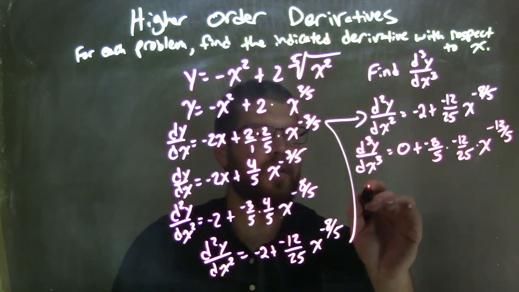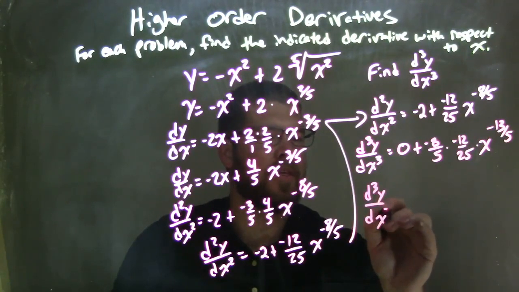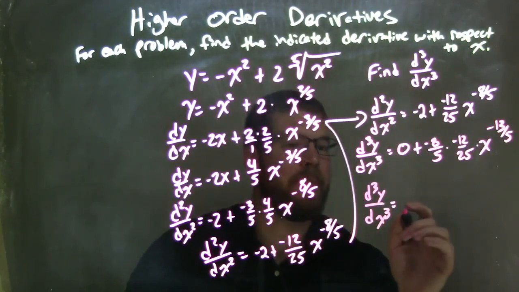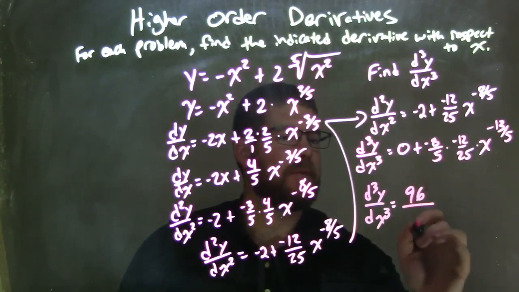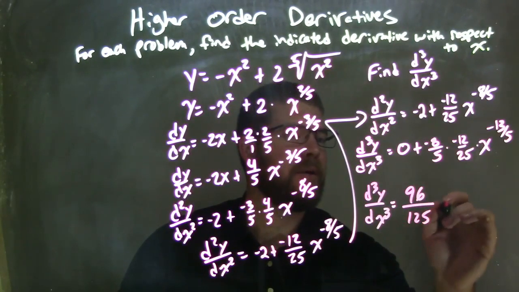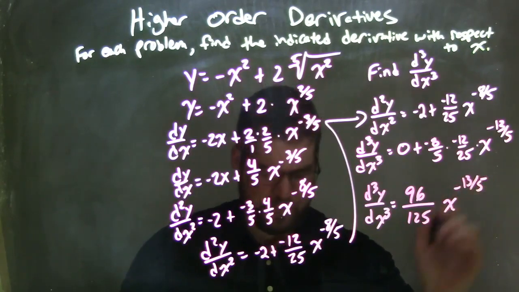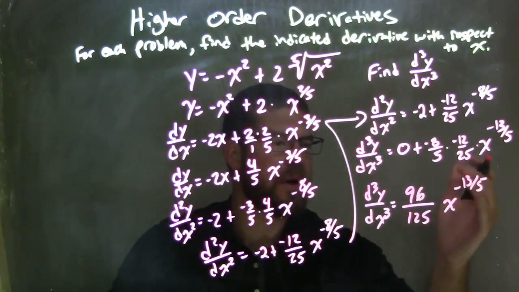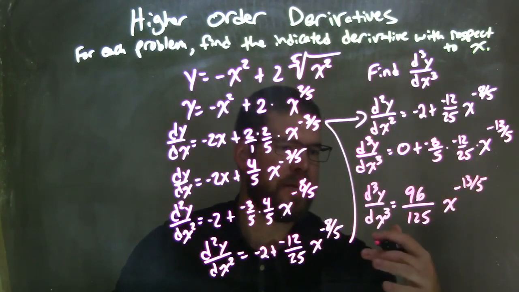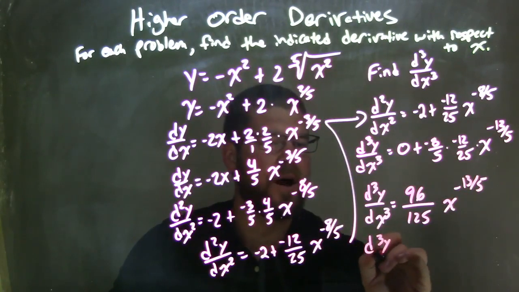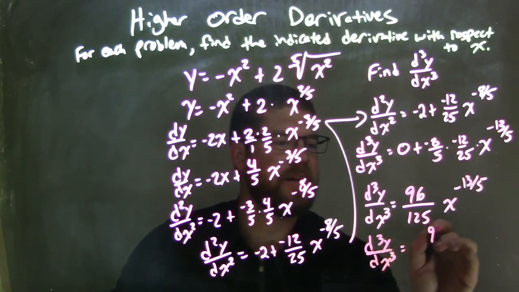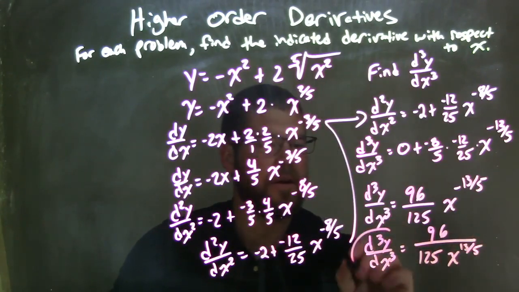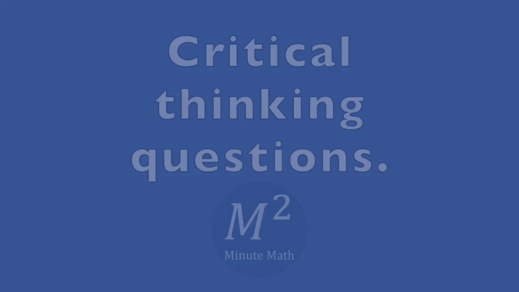Okay, let's simplify and clean this up here. d to the third power y over dx to the third is equal to, don't need the 0, negative 8 times negative 12 is a positive 96 over 5 times 25 is 125. And now we have x to the negative 13/5 power. Okay? Well, I don't like to have a negative exponent in my final answer here, so I'm going to bring that exponent down to the denominator, make it positive. So we have d to the third power y over dx to the third is equal to 96 over 125 x to the positive 13/5 power. And there we have our final answer.